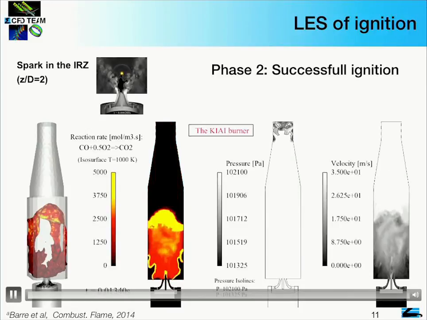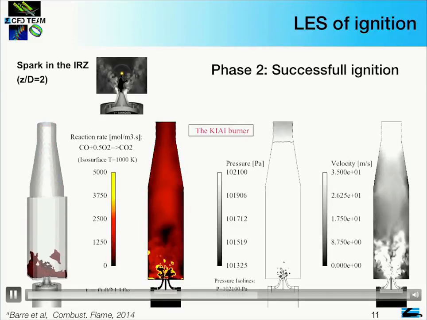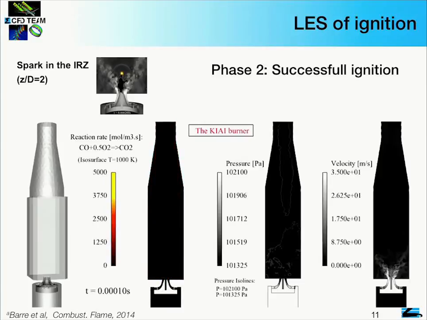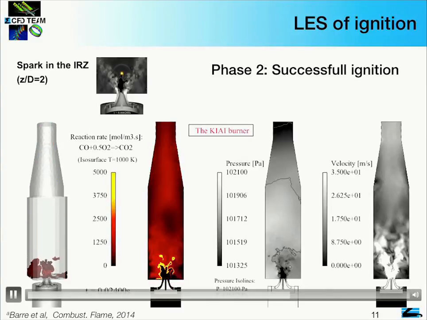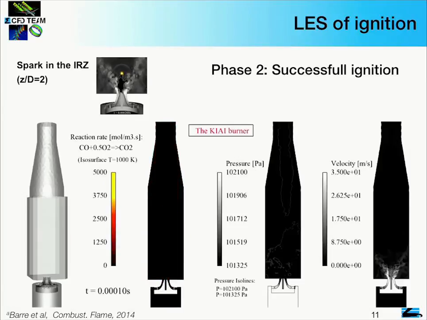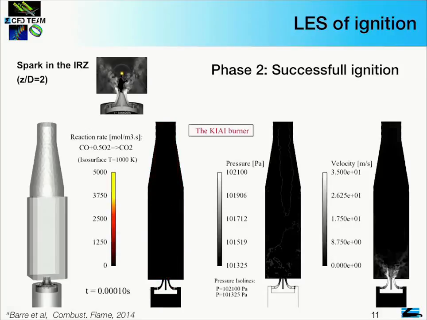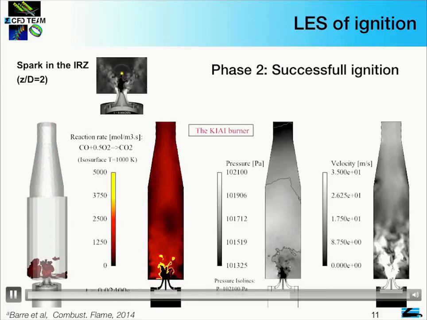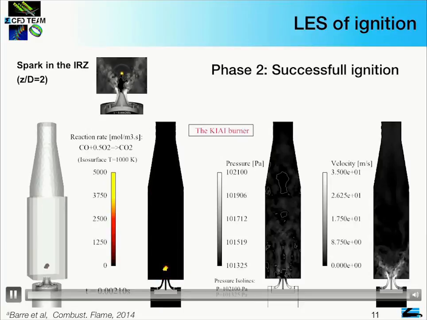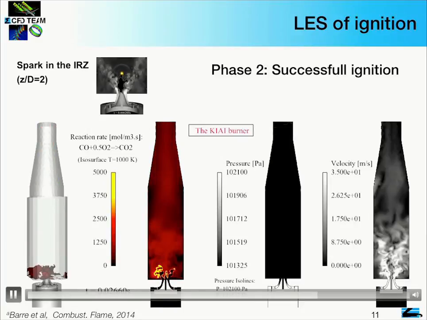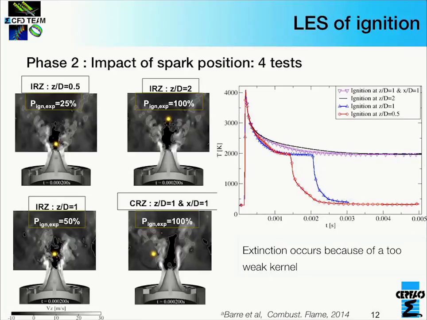Okay. You know that when you spark an engine, you rarely ignite it at the first try, and you don't always even ignite it. So there is a probability of ignition that can be measured in experiment, and we are trying to get this probability also and to understand this probability by simulation. So, for example, what can be done is trying several positions of the spark, as in the experiment, and see what is the associated probability of ignition, and try to understand it.